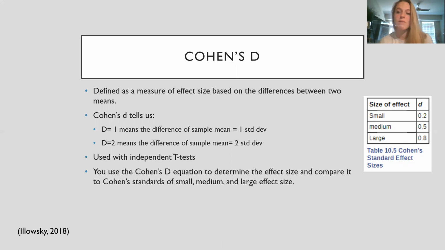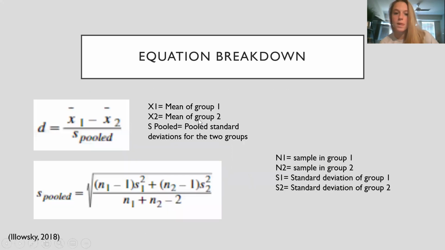And we're going to use it specifically with the independent t-test. We get the answer after plugging in the formula, and then we compare that answer to the Cohen standard effect sizes. Small would be 0.2, medium 0.5, and large is 0.8. So that's how we're going to interpret Cohen's d when we get it from plugging into the formula. We're going to interpret using this scale.